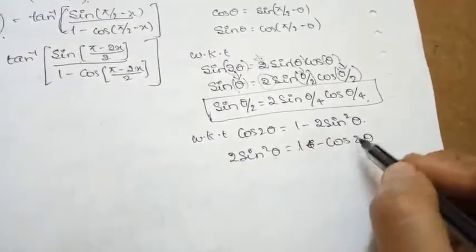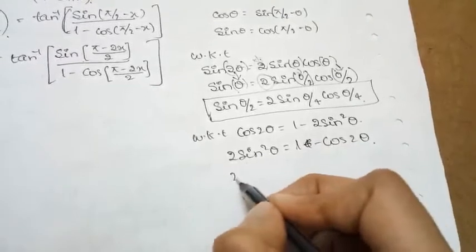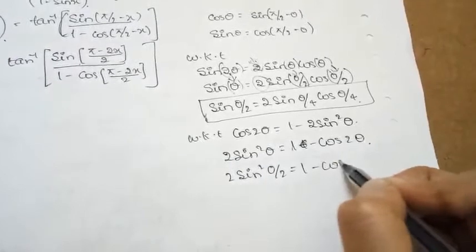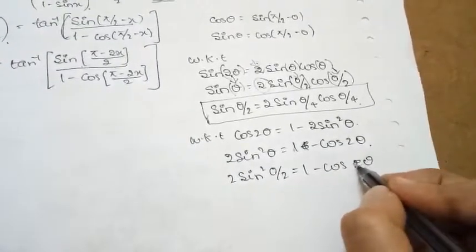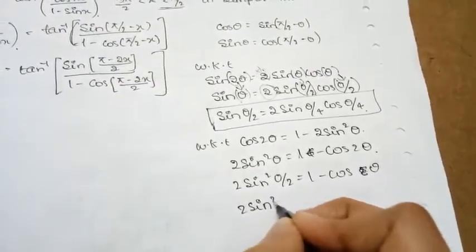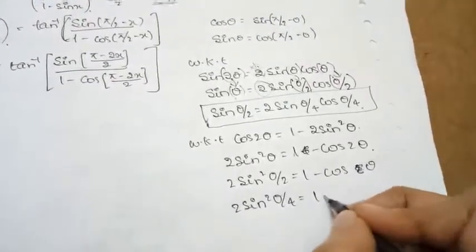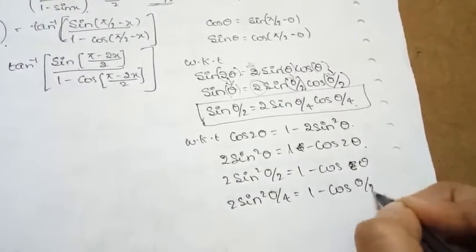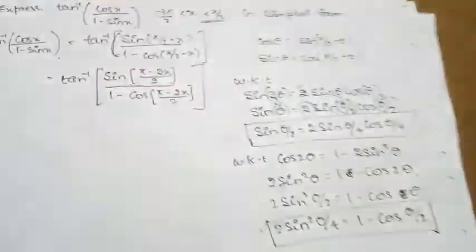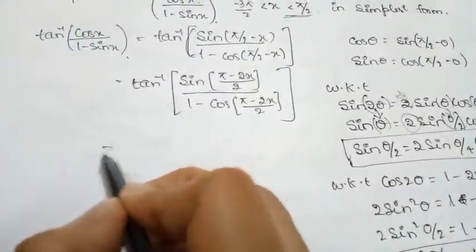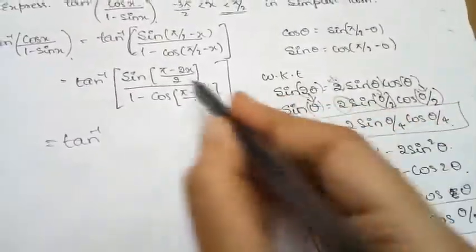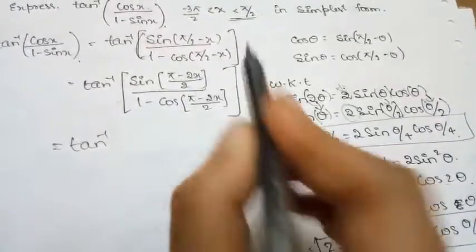Now again I am reducing this angle to half. So 2 sin square theta/2 is equal to 1 - cos theta. Again reducing it to half, 2 sin square theta/4 is equal to 1 - cos theta/2. Again for the denominator I am using this identity. So what you can see here is tan inverse of sin theta/2, where in place of theta we have pi - 2x.